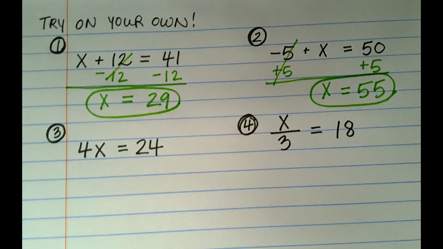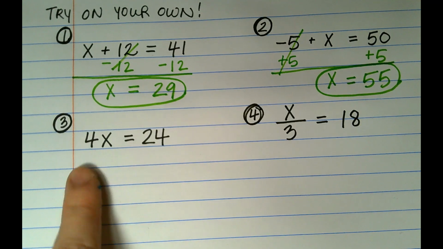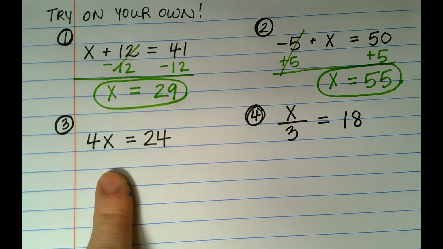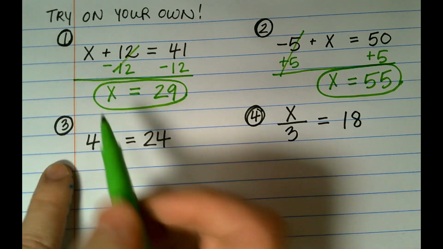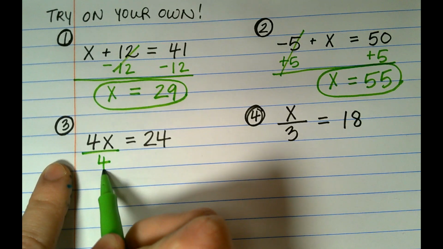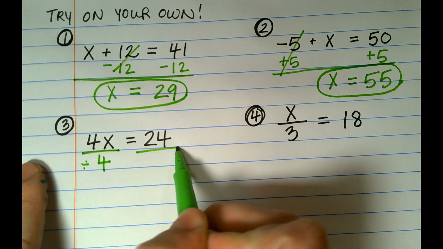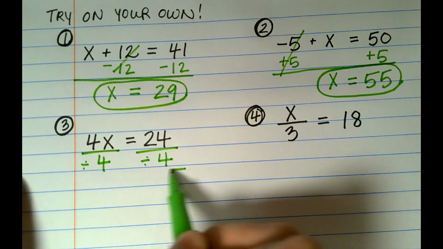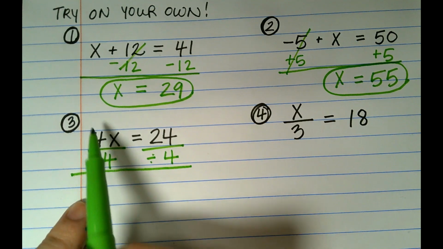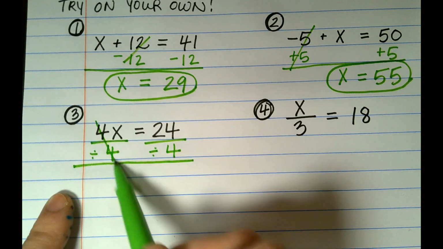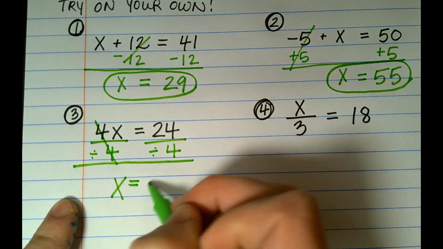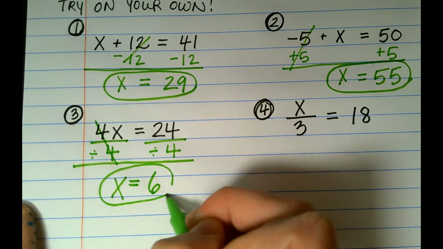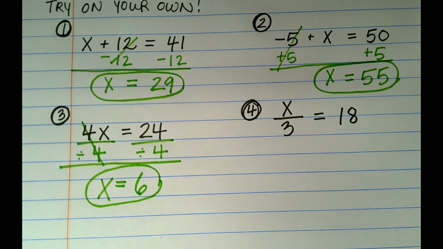Okay, 2 more. 4x equals 24. What does 4x mean again? It means 4 times x, and you're correct. We're going to divide. So divide by 4. And what happens to my 4s? They cancel. So I have x equals 6. Good, good, good.